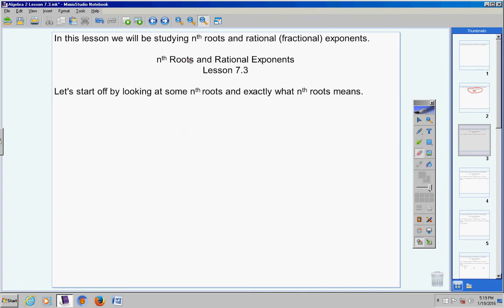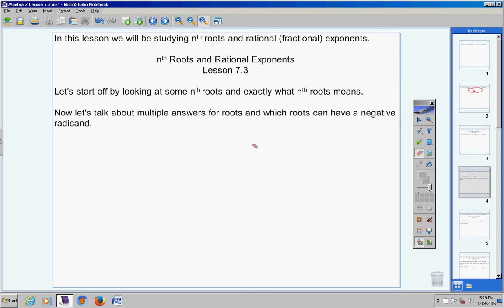Alright, moving on. Now, let's talk about multiple answers for roots and which roots can have a negative radicand. You need to know this, okay? First of all, if I said find the square root of 16, you guys do understand, being very technical, there's really 2 answers, remember? Negative 4 and positive 4, right? Because negative 4 times negative 4 equals what? 16. And positive 4 times positive 4 equals 16. Do you see that? You should know that.